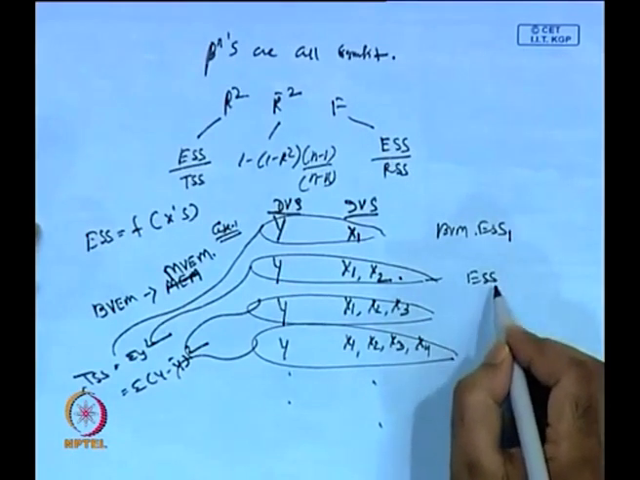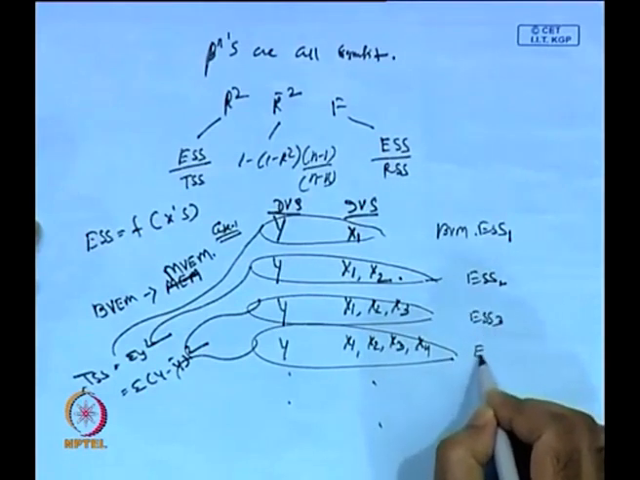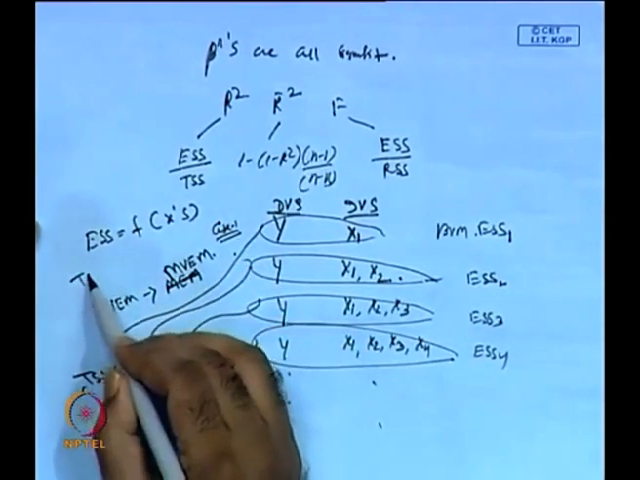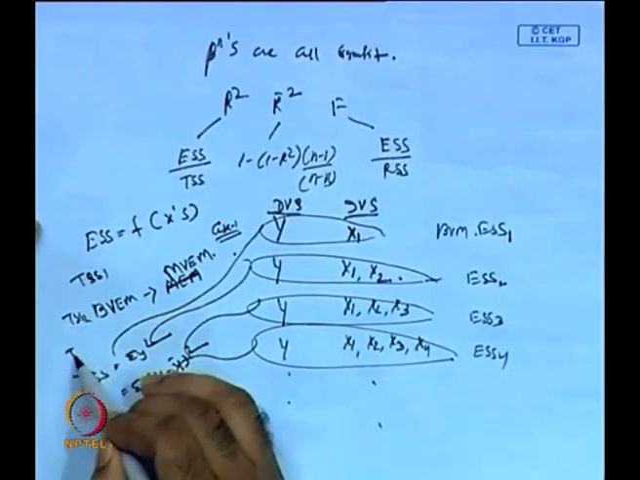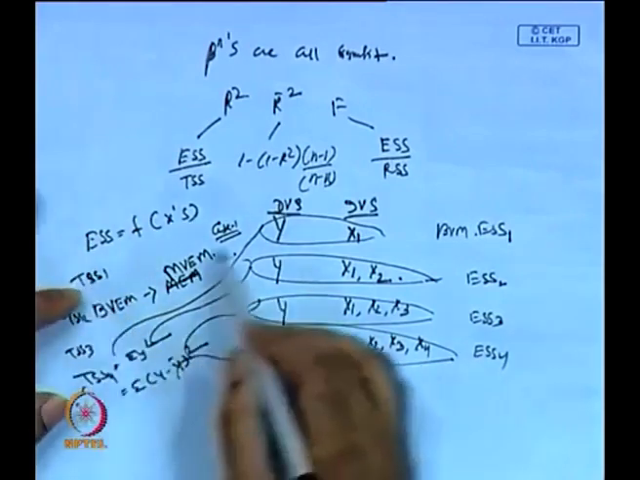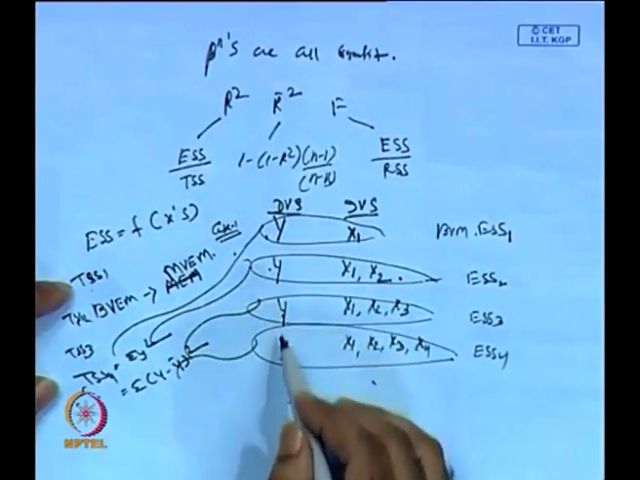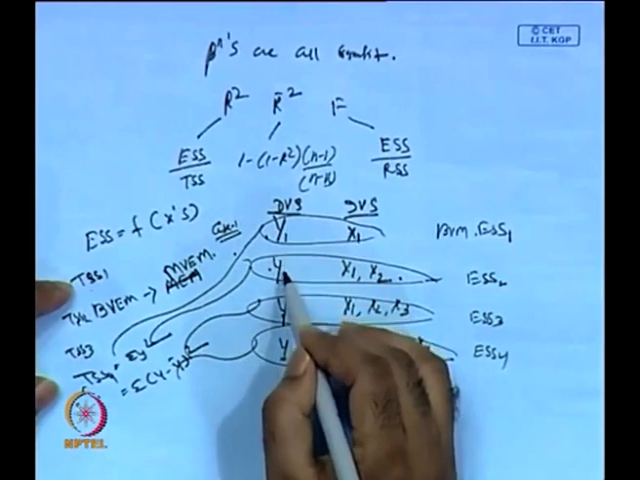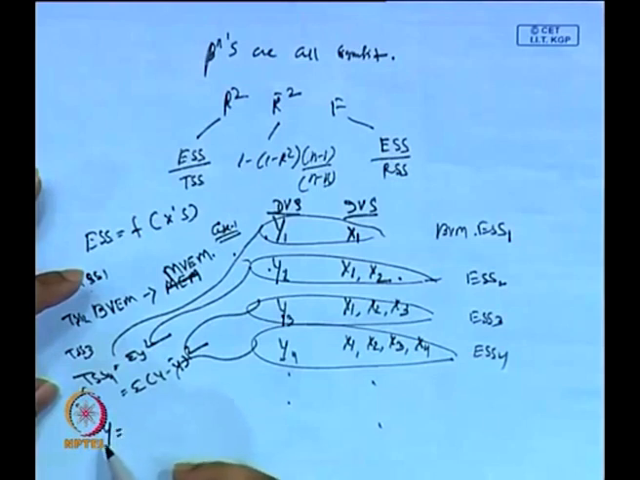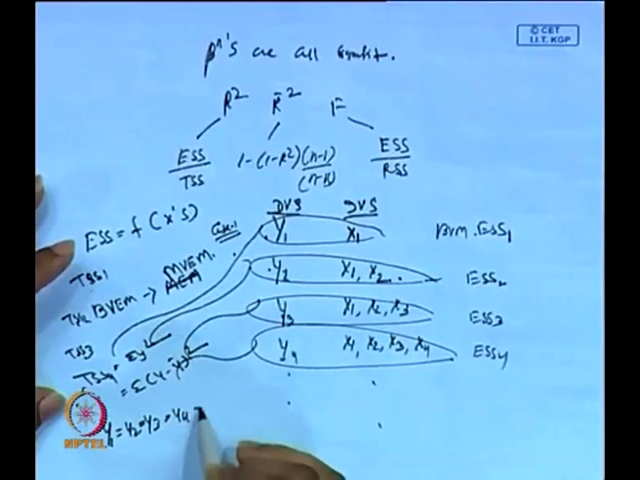Let us call them ESS1, ESS2, ESS3, and ESS4, a completely different problem. At the same time we will call the totals TSS1, TSS2, TSS3, and TSS4. Here, every time Y, if we call them y1, y2, y3, y4 in that sequence, we are assuming, by default, that y1 equals y2 equals y3 equals y4 equals y.